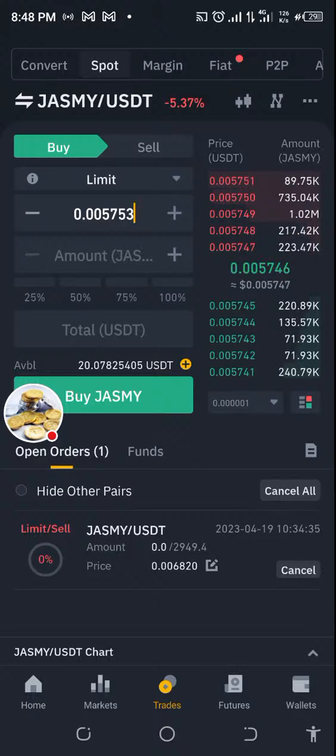If you sell at this point, you're going to waste money. You're going to lose money. So you have to be very careful with this kind of thing, right? So let's get back into what we are saying.